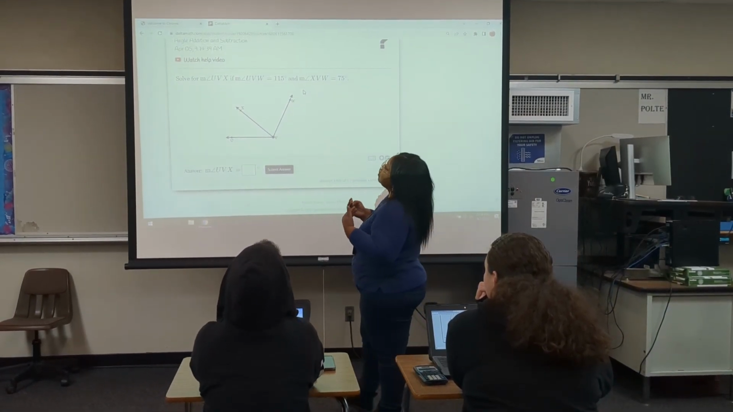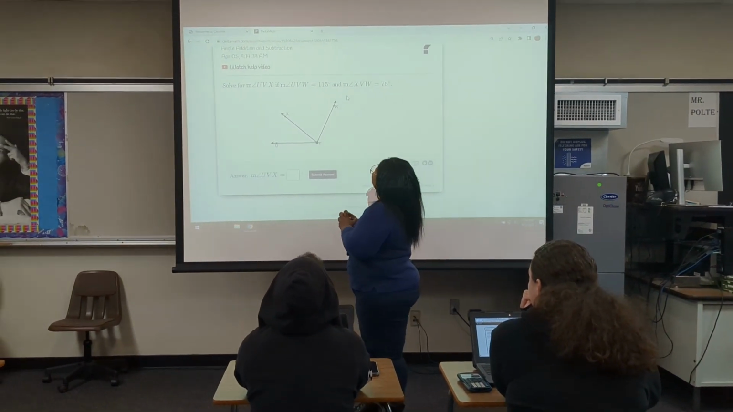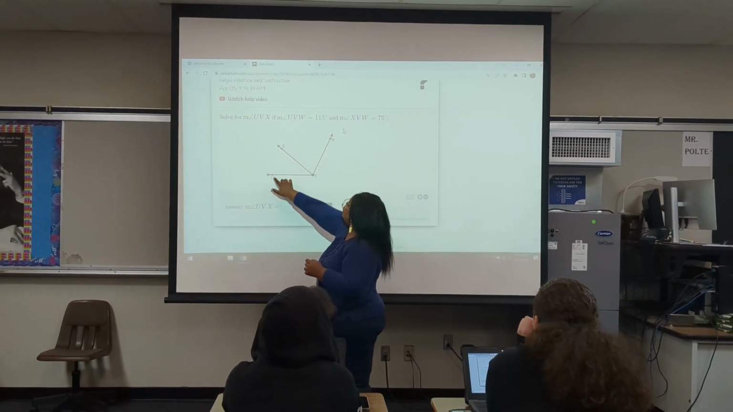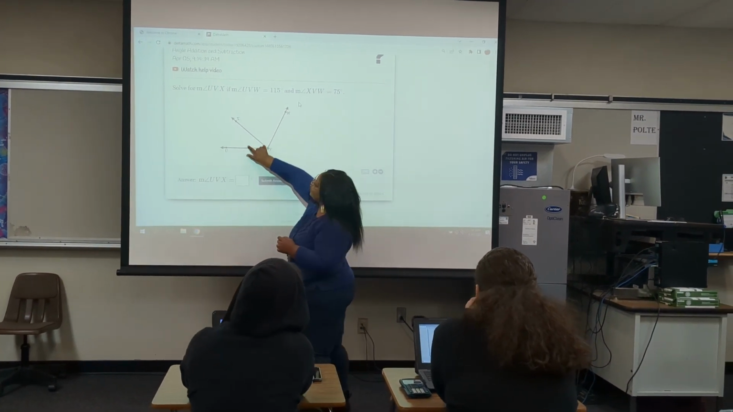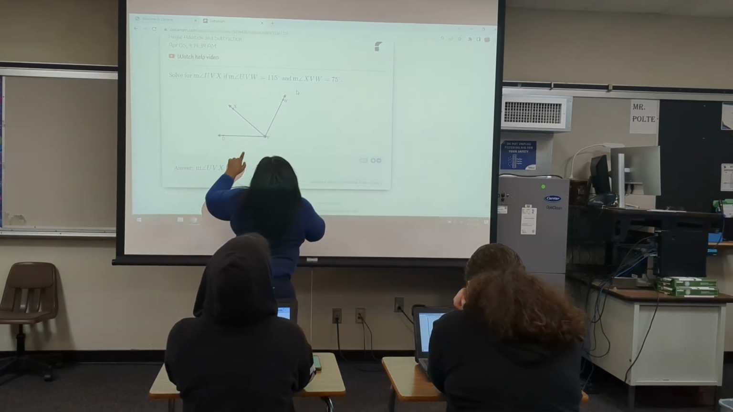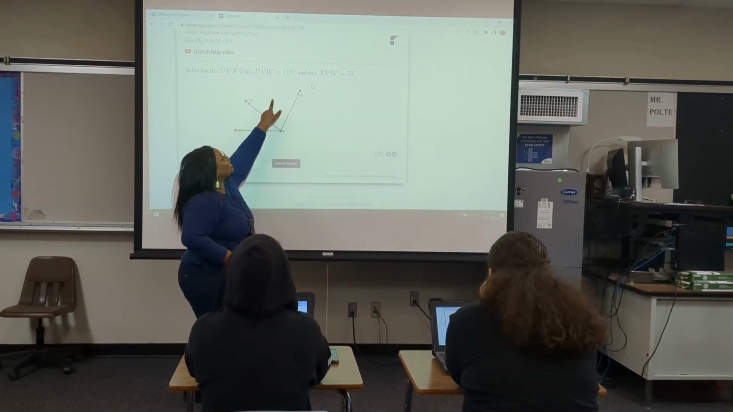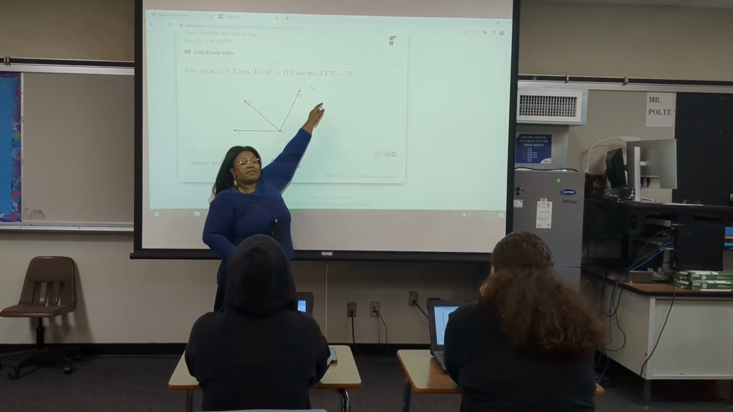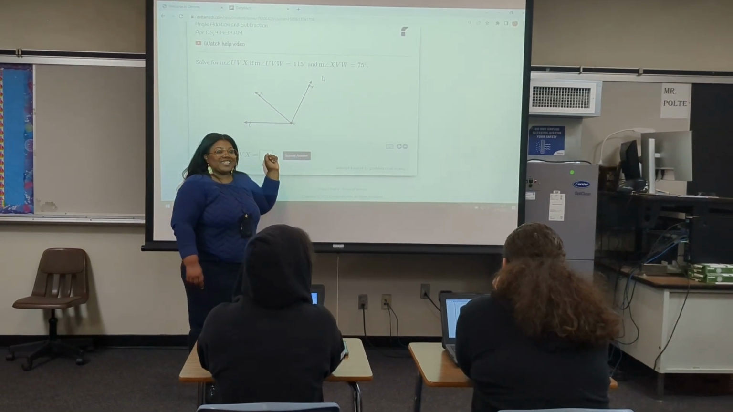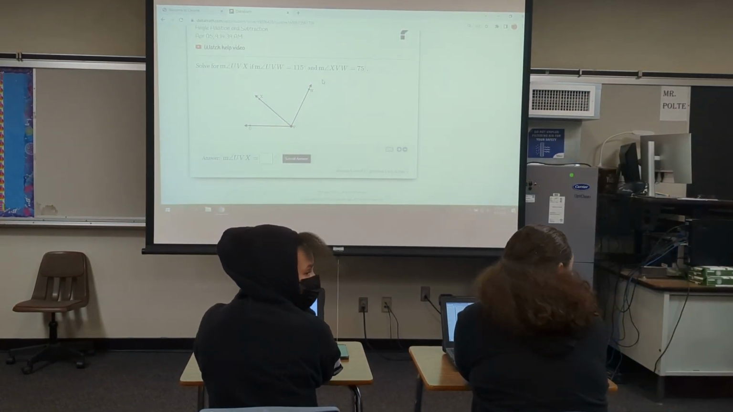So what are we doing with this one? Are we adding or are we subtracting? We're subtracting? Okay. So we're trying to find UVW, which is equal to 115. So UVW, which is 115, will be all right here. And XVW, which falls right here, is 75. So we're gonna be taking 115 degrees and subtracting it by 75, okay? So what does that give us? 40, okay. Let's see how we're doing, guys.